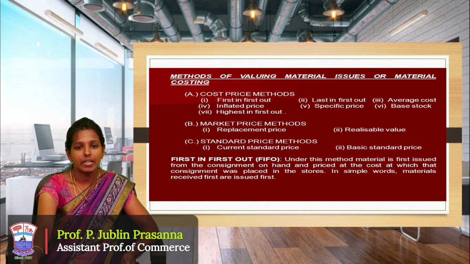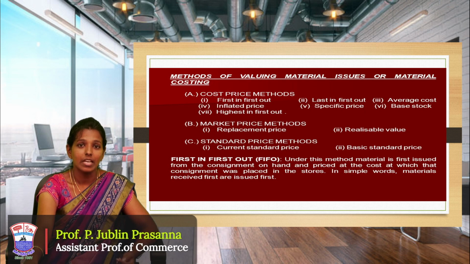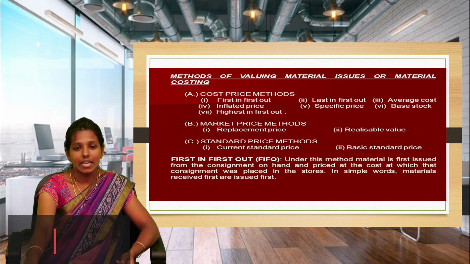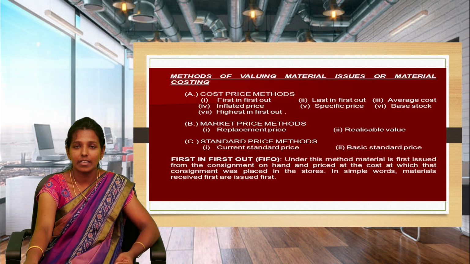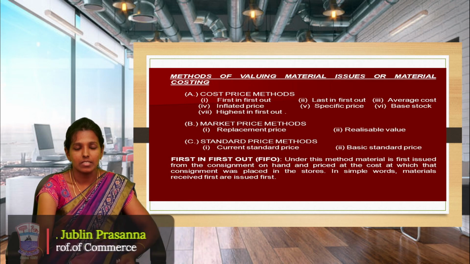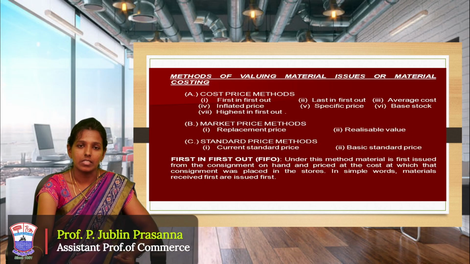Under market price methods there are 2 categorizations: replacement price and realizable value method. Under these 2 heads the values can be issued. The third one is standard price methods, which is categorized into 2 categories: current standard price and basic standard price. So under these 3 methods the valuation of the stock can be done.